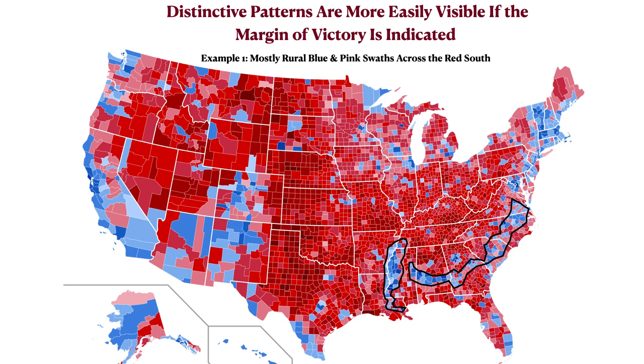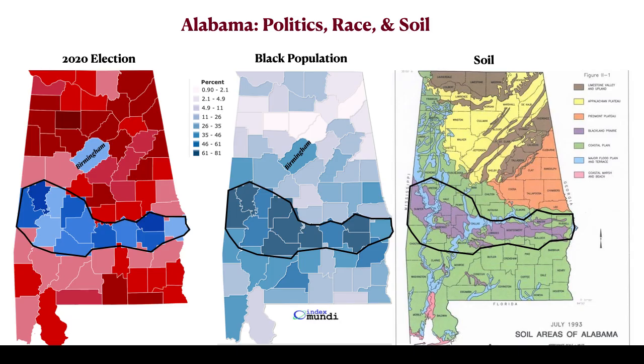What I'll do is just look at one state, Alabama, and we can see a threefold correlation here. One is the election results, with a very blue swath across the south central part of the state. The second map is a map of race, and we can see this is a very heavily black or African American part of the country. And then, maybe surprising, we see a soil map, and these areas are noted as blackland prairie soils. This region in Alabama is traditionally called the Black Belt, and it's black not for racial issues, but because of the color of the soil.